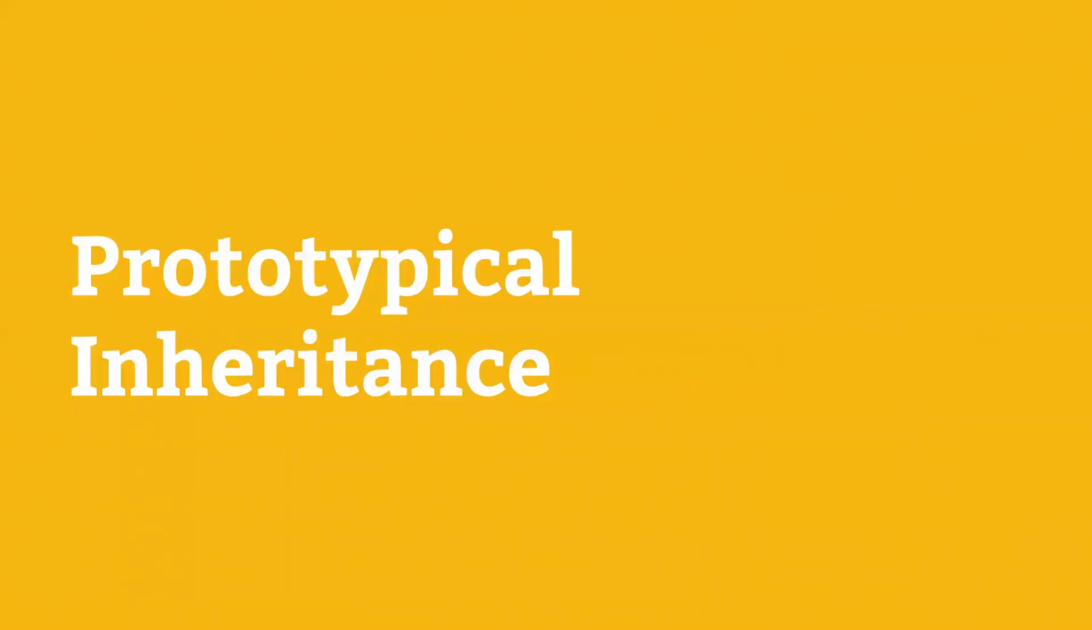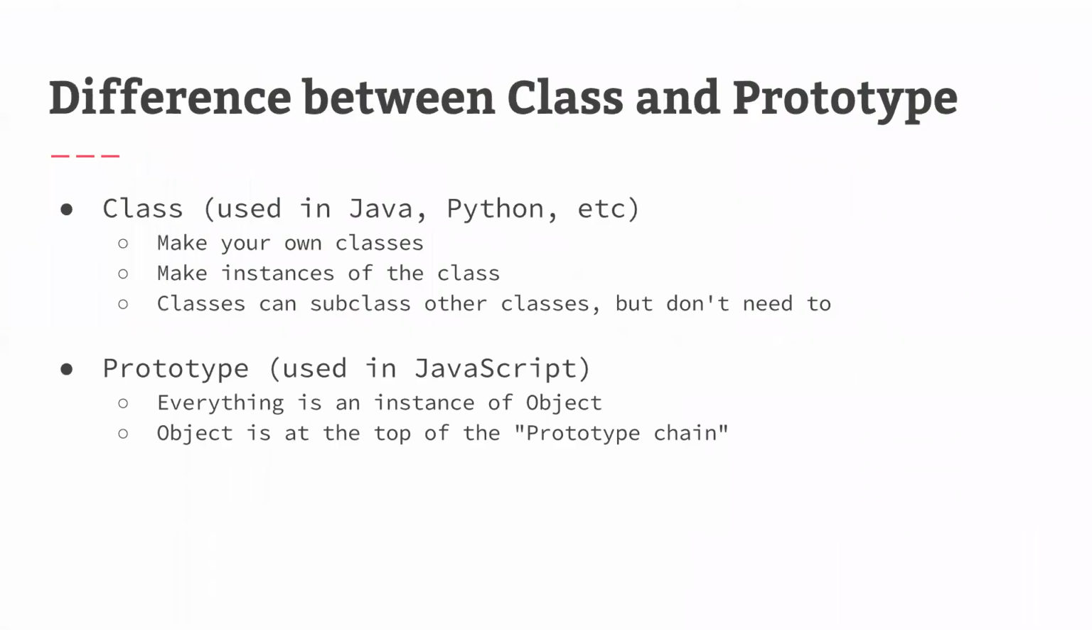Now let's talk about prototypical inheritance, which is sort of the key part of this lecture. So I want to talk about the differences between classes and prototypes. When you are making a class, like in Java or in Python or in other languages, you make a class, you make instances of that class, and you're actually kind of making your own data type. And you can make your own data type based on another class, but you don't have to. You can just invent your own data type from the ground up.